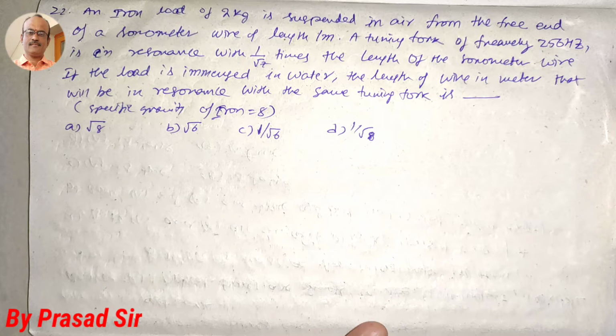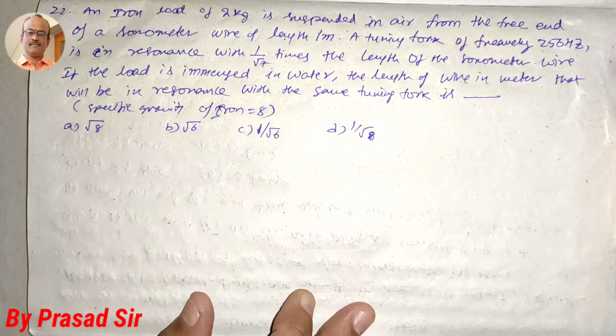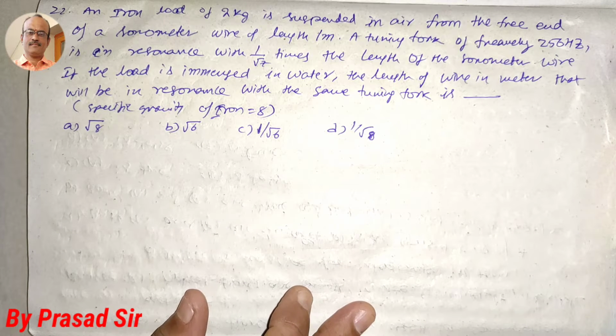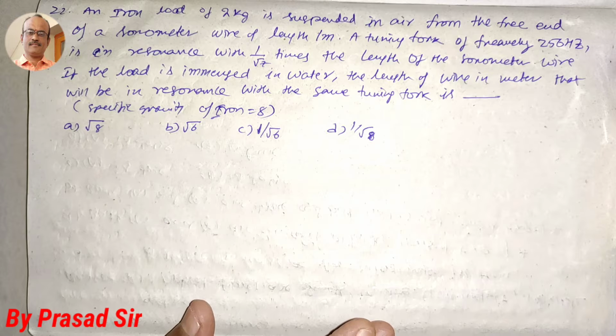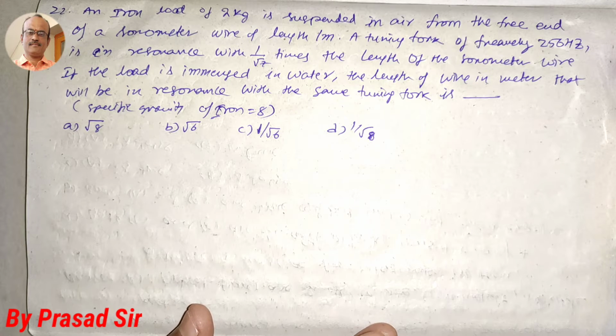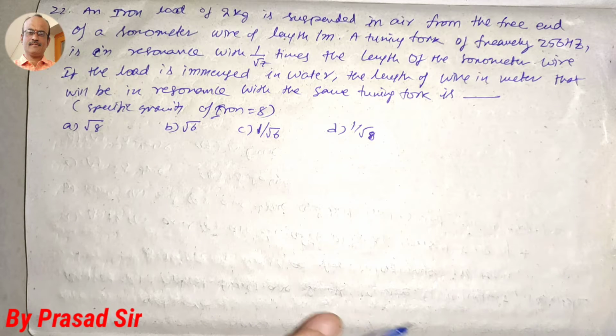Now the question number 22. An iron load of 2 kg is suspended in air from the free end of a sonometer wire of length 1 meter. A tuning fork of frequency 256 Hz is in resonance with 1 by root 7 times the length of the sonometer wire. If the load is immersed in water, the length of the wire that will be in resonance with the same tuning fork is, the specific gravity of iron is given as 8.